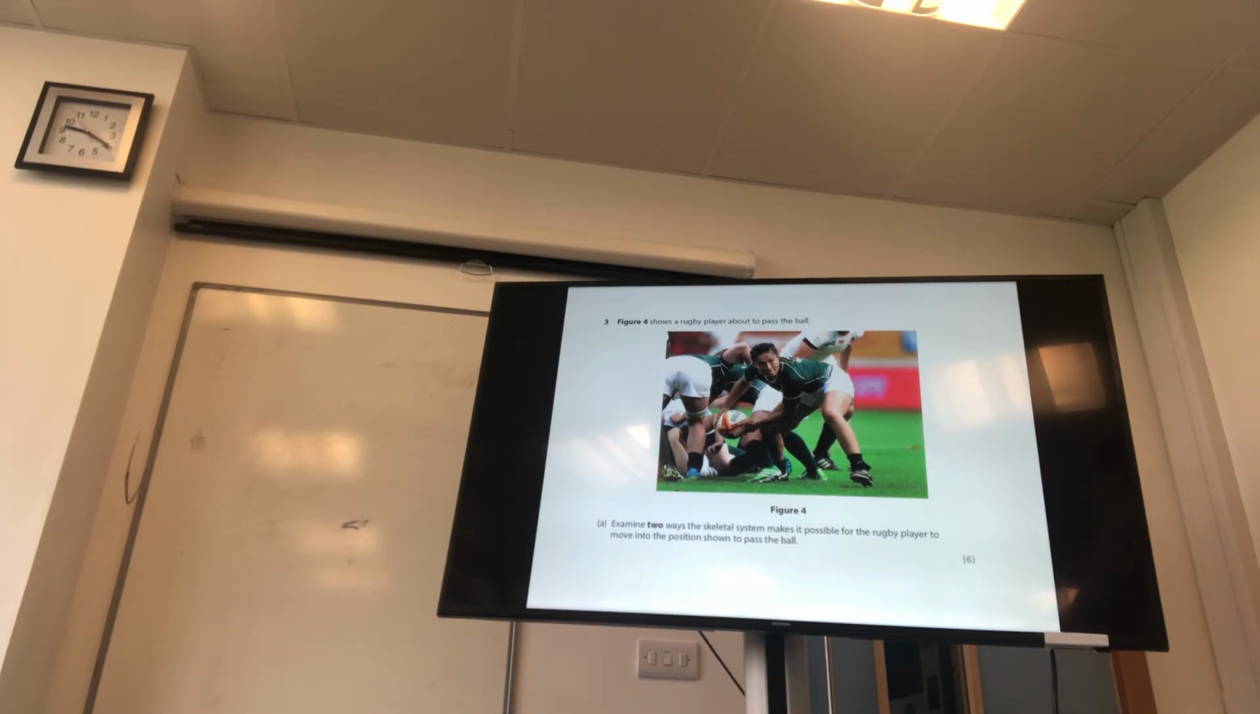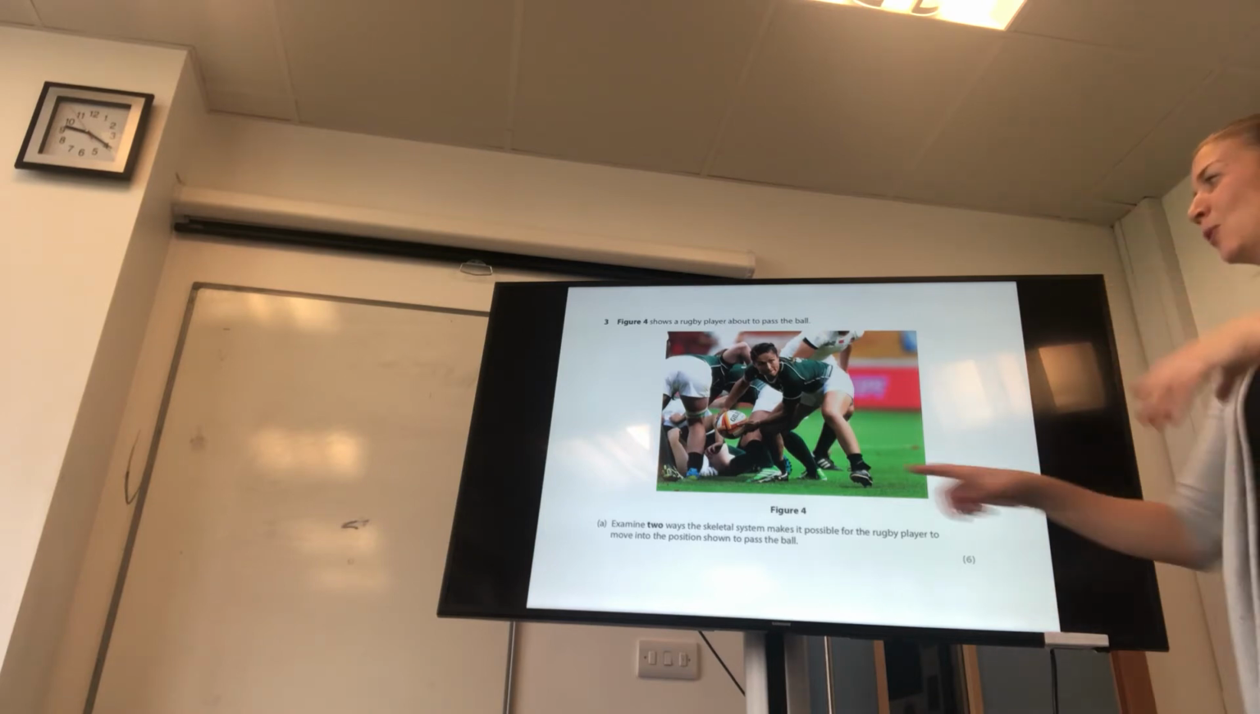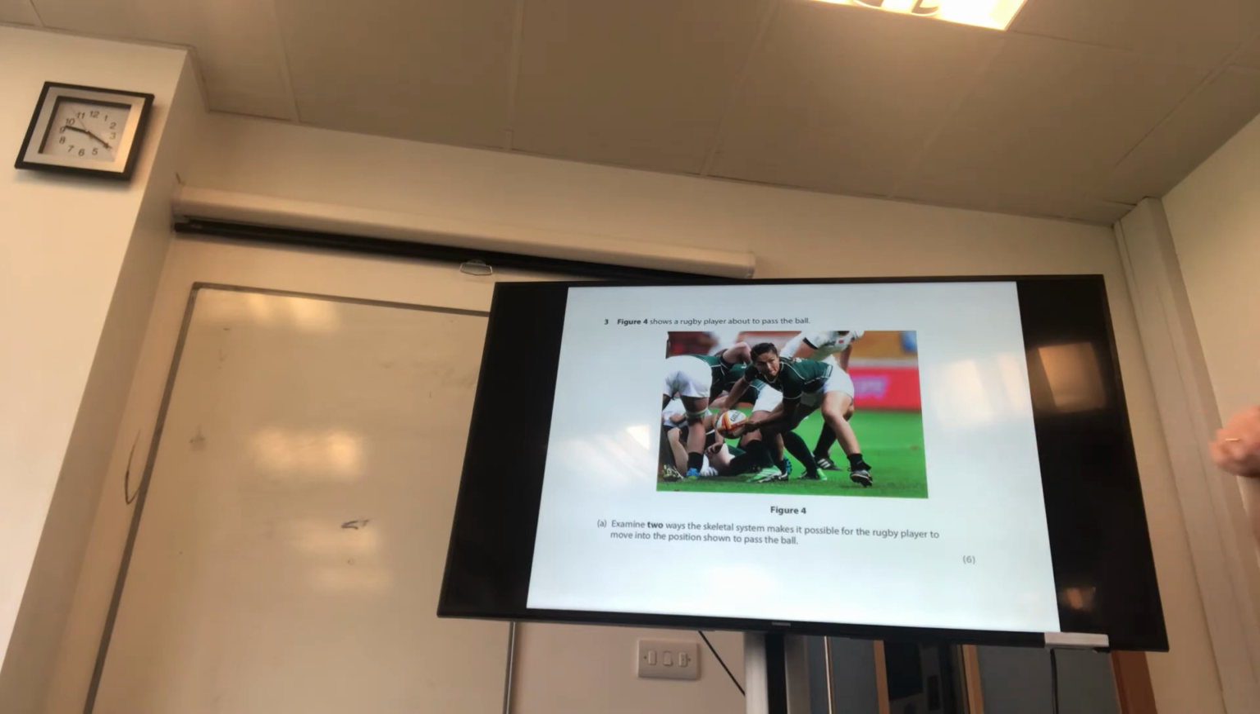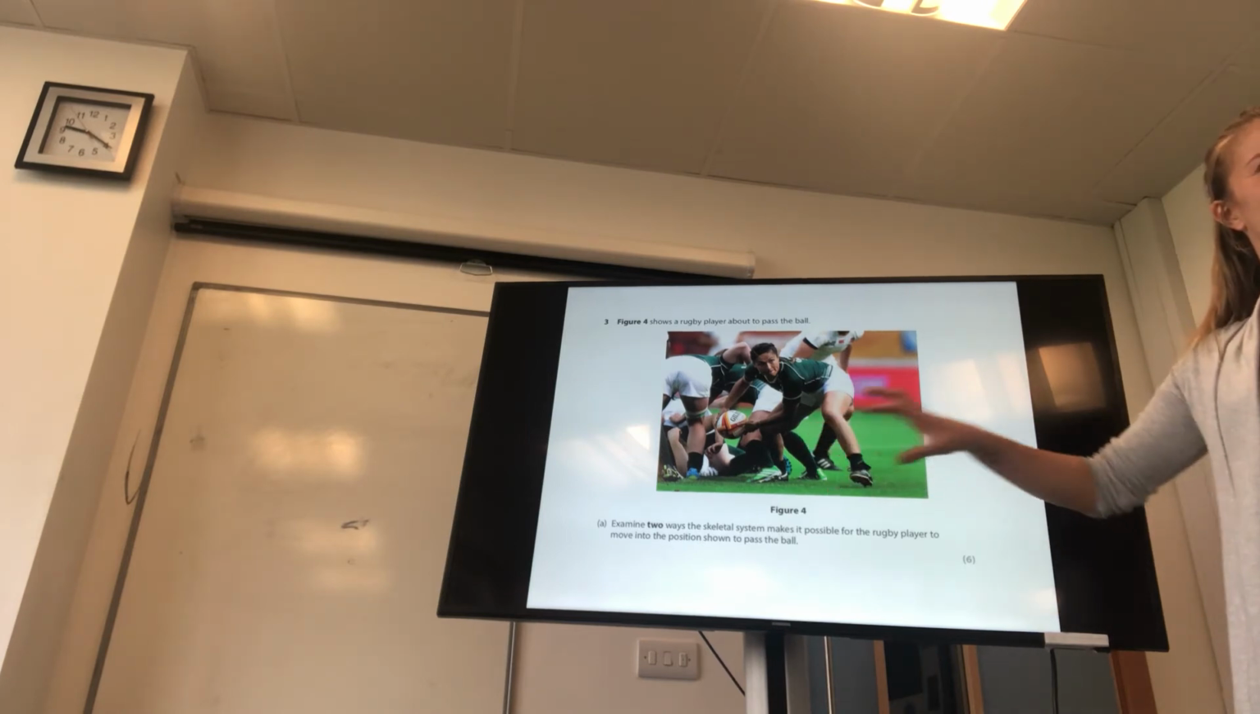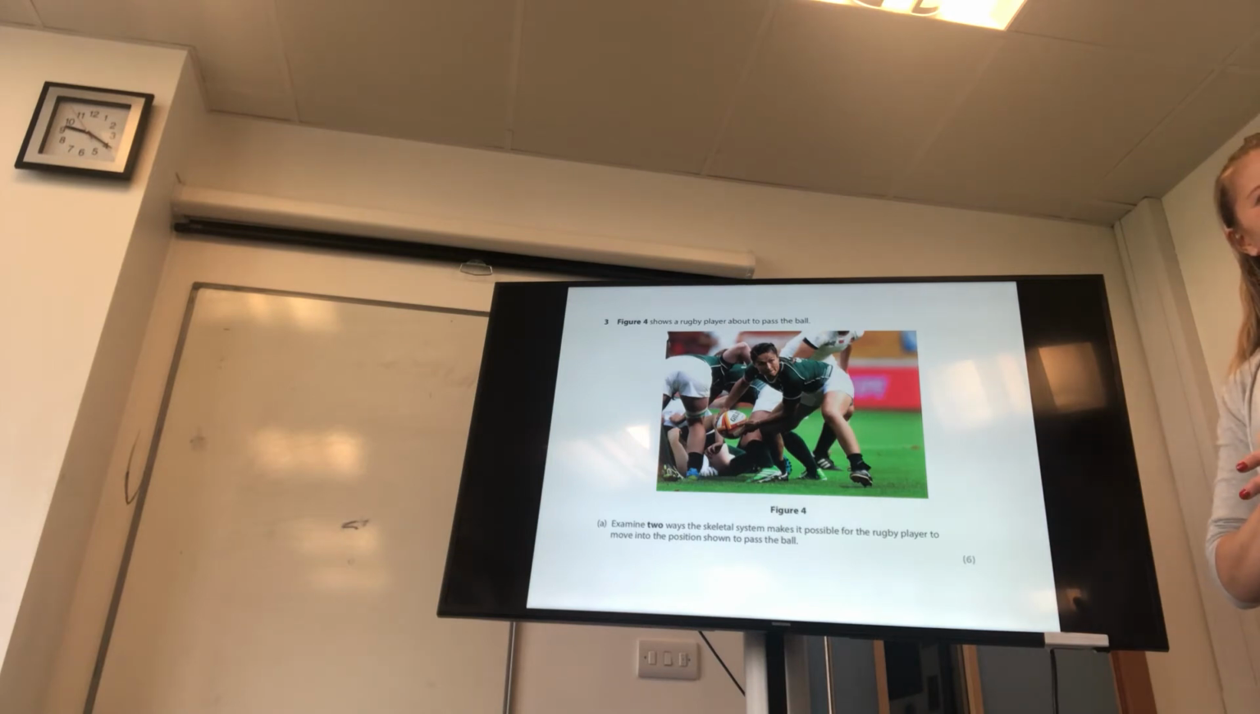Okay, but tell me how, on each one of those, how those two specifically. You said movement, how does the skeleton move? What is it about the skeleton that provides movement to allow her to get into that position? What is it about attachment that allows her to get into that position? Does that make sense?